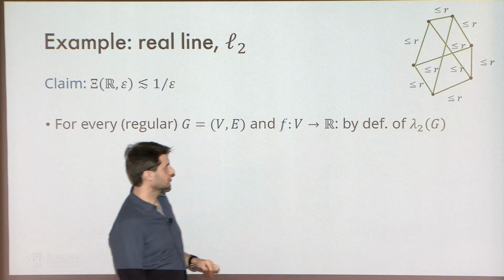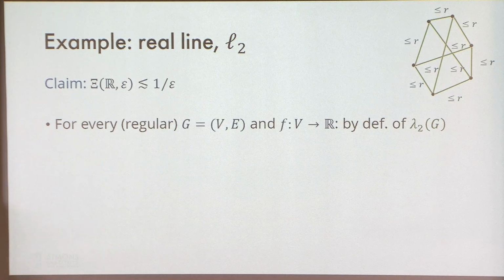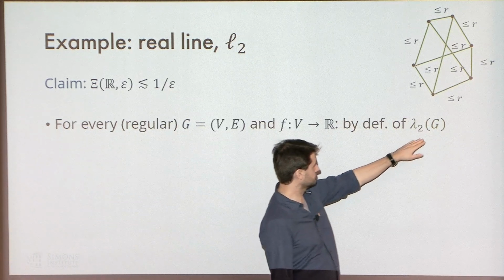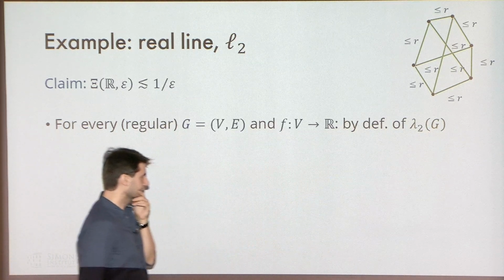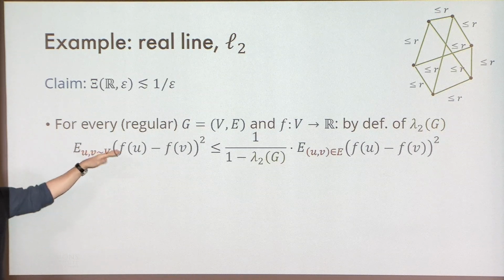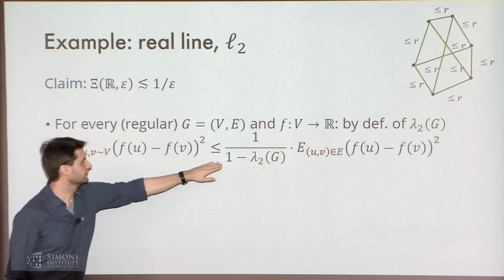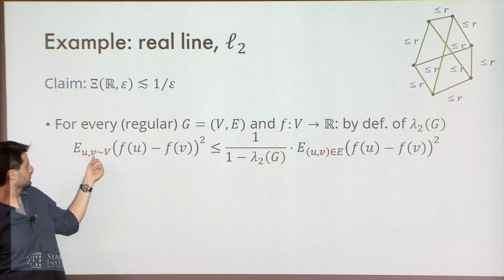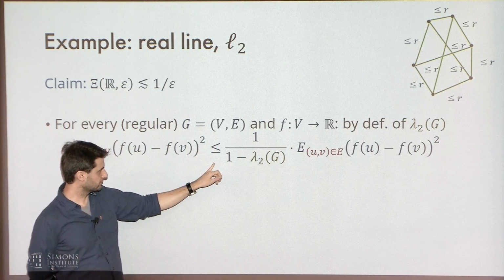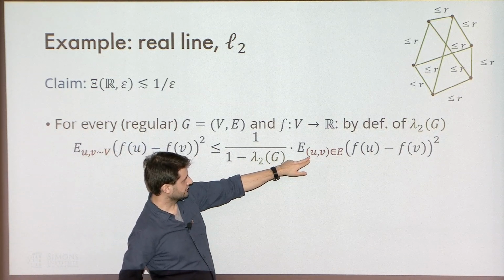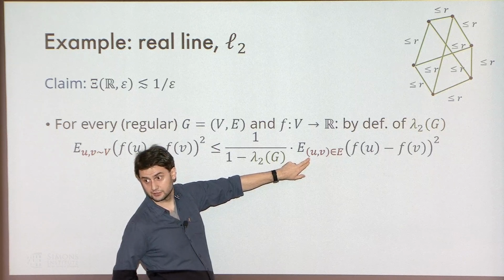Okay, so now we can write the definition of lambda 2, the second largest eigenvalue of the adjacency matrix of the graph. If you write it in the correct form, this is what you'll get, right? That the average square distance for two random points, right? So this is f(u) minus f(v) for two random points, squared, is upper bounded by 1 over 1 minus lambda 2 of the graph times the average square distance of the edges.